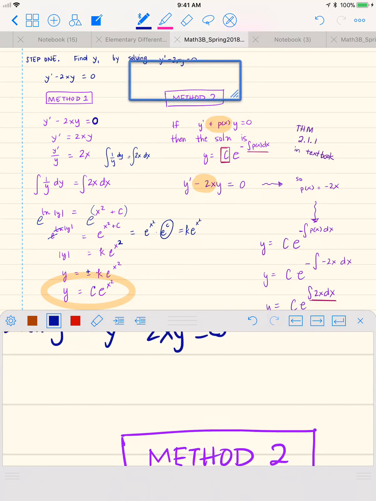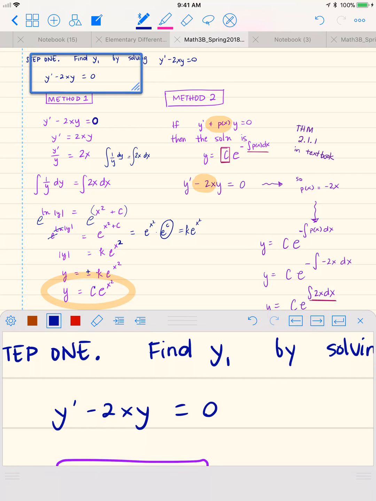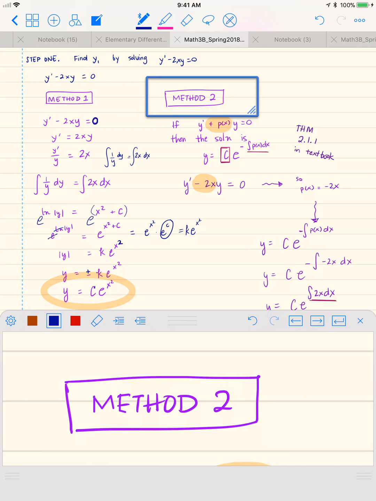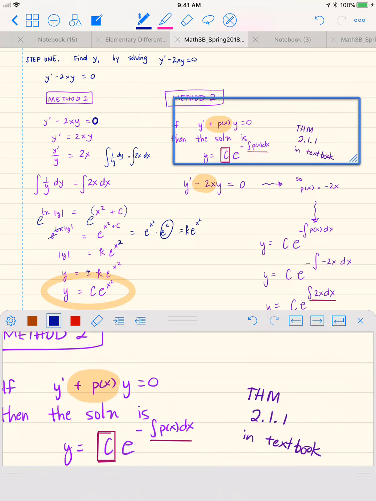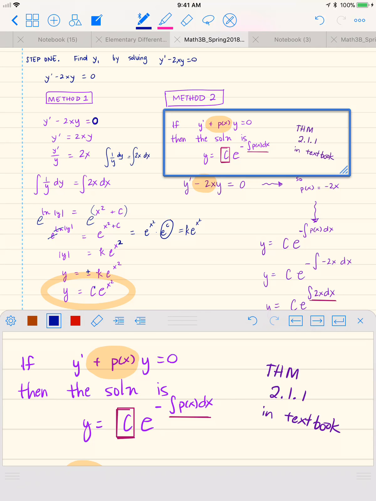Now, let's talk about method 2. We're still solving the same equation, y prime minus 2xy equals 0. And the second method is kind of following theorem 2.1 in the textbook. So what it's doing is essentially skipping the details of method 1 and going straight to applying a formula. So here's what it says.